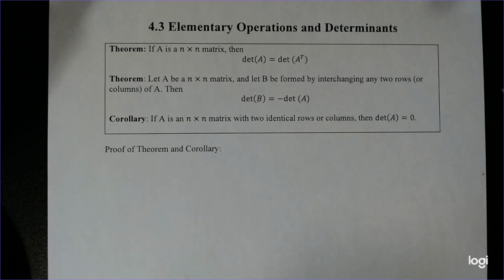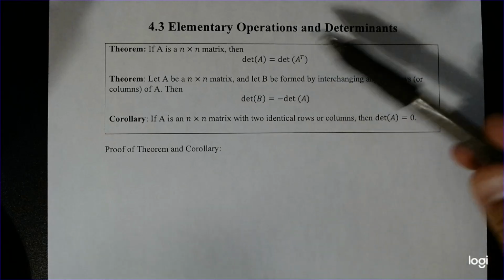So the first theorem is: let A be an n by n matrix. Then the determinant of A is the same as the determinant of the transpose, which is actually a pretty fun one to know.